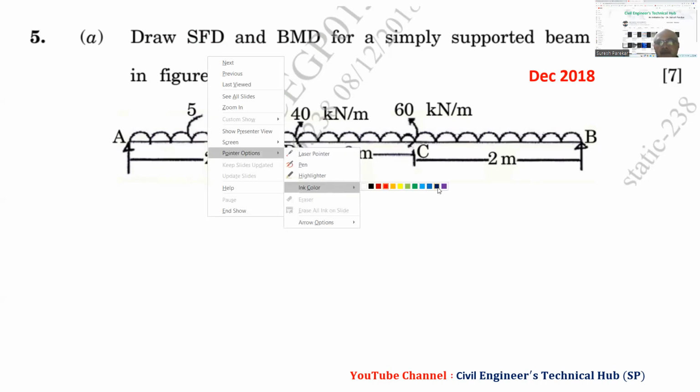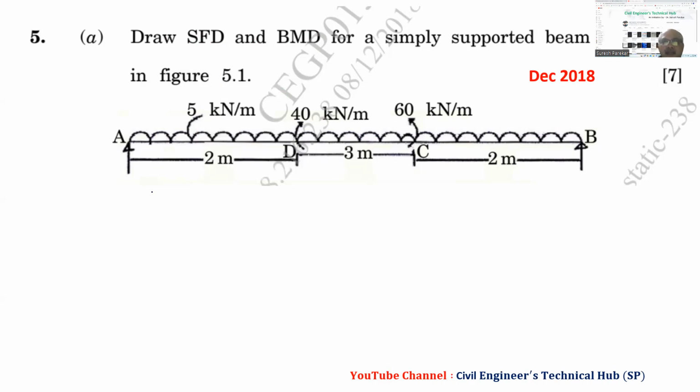We will find the reactions first, and then we will draw the SFD and BMD. So now we have this 5 kilonewton per meter load throughout. Now you have to keep in mind, though it is given in kilonewton per meter, this is 40 kilonewton meter and this is 60 kilonewton meter.